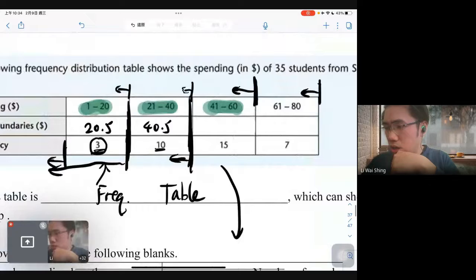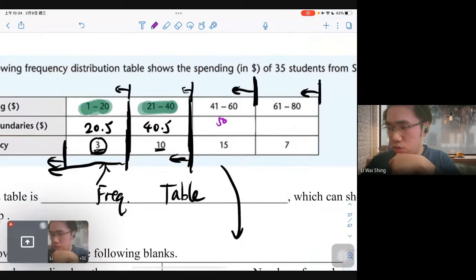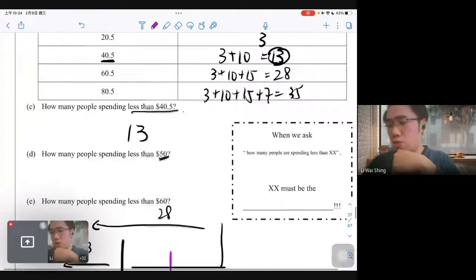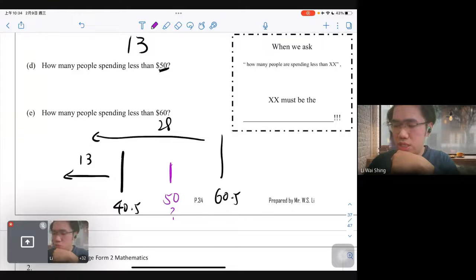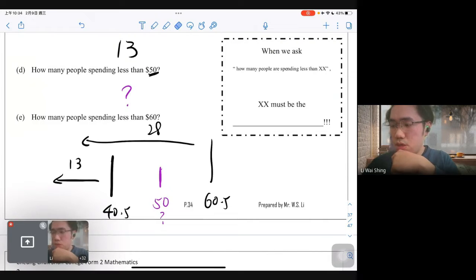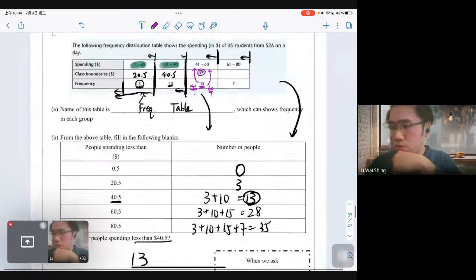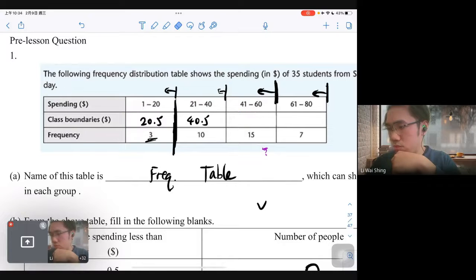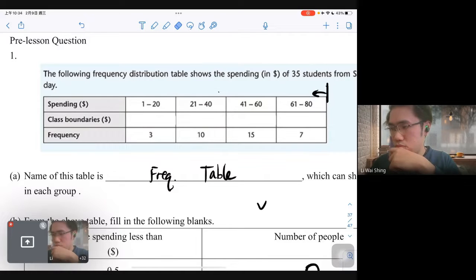Because I don't know. I only know that 50 is inside this group, but I don't know these 15 students. They may have got 41 or they may have got 60. If they got 41, they are in this group. If they got 60, they are still in this group. That's why if it is a value in between a group, I don't know. What about 60? How many students are there less than 60?